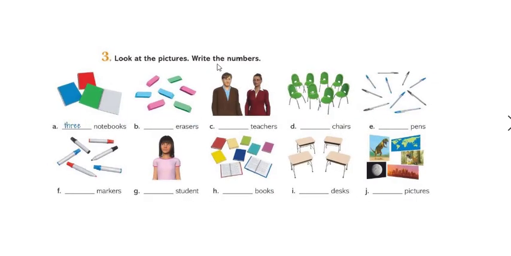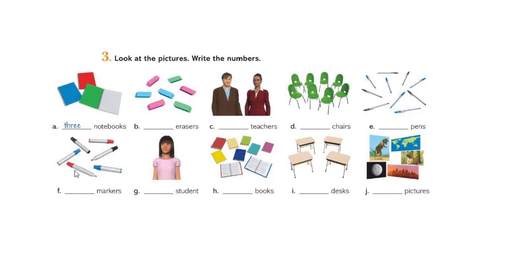Look at the pictures. Write the numbers. A. 3 notebooks. 1, 2, 3, 4, 5, 6, 7 erasers. 1, 2 teachers. 2 teachers. 1, 2, 3, 4, 5, 6, 7, 8 chairs. 8 chairs. 1, 2, 3, 4, 5, 6, 7, 8, 9, 10 pens. 10 pens.